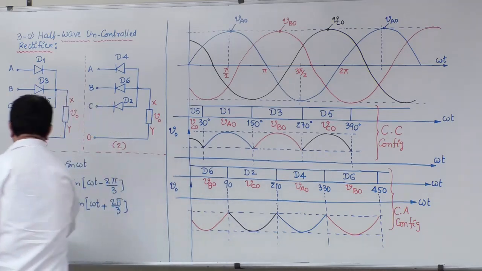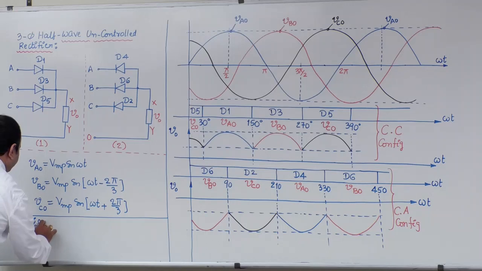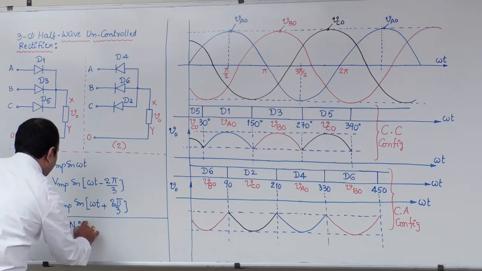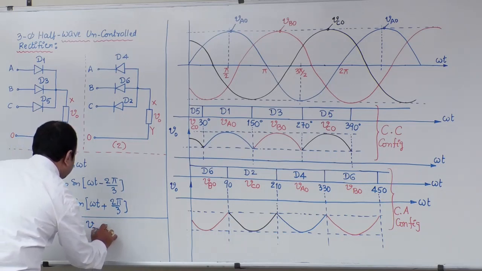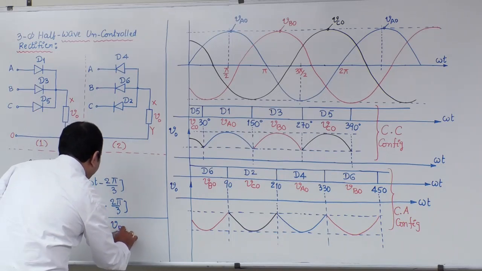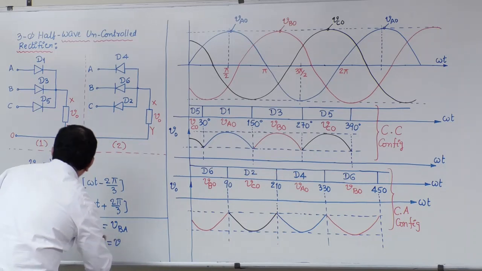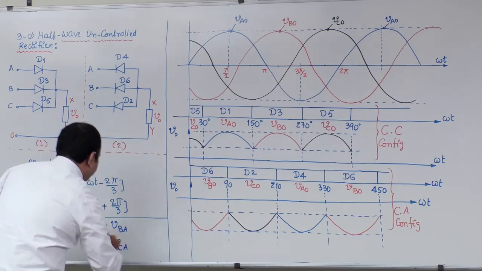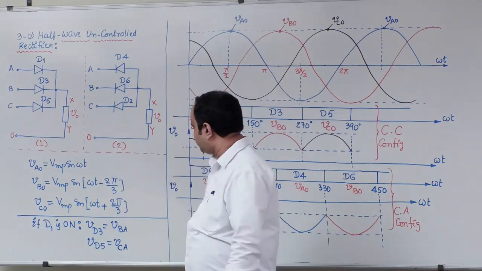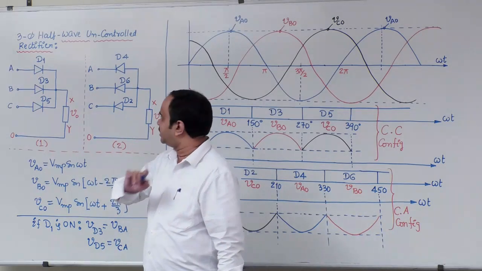If you want, let me write down one particular combination. If D1 is on, voltage across D3 is equal to VBA, voltage across D5 is equal to VCA. In a similar line, I will suggest you to try it out.